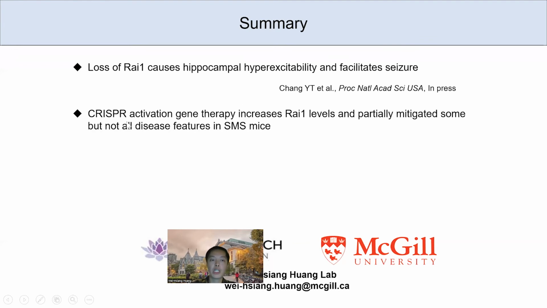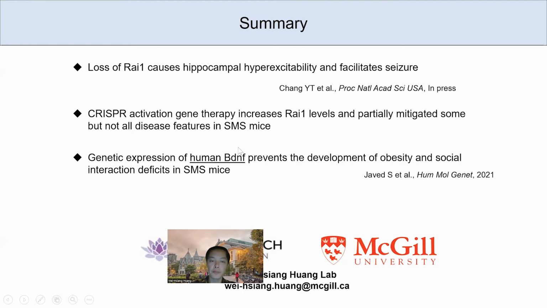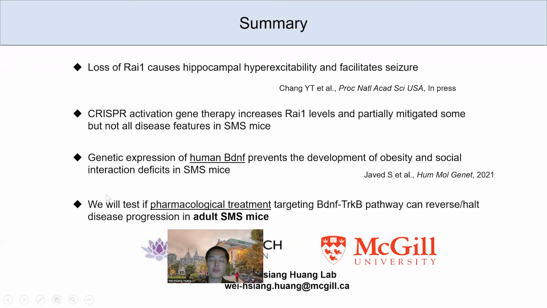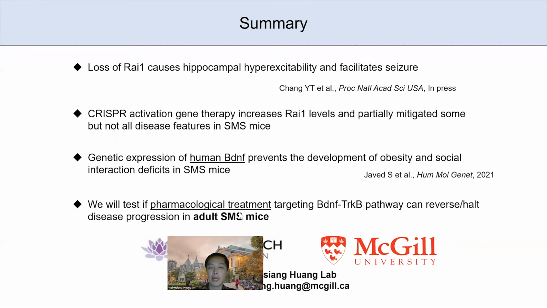I showed you that using CRISPR activation gene therapy, we can increase RAI1 levels in mice and partially mitigate some of the disease features. We showed you that the genetic expression of human BDNF can prevent the development of obesity and social interaction defects. And finally, next year, we will test a pharmacological treatment targeting the BDNF pathway to enhance it, to see if it can reverse or halt the disease progression in adult SMS mice.